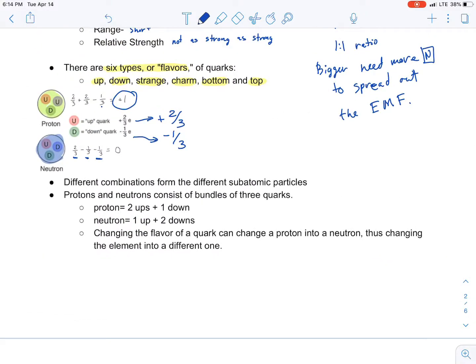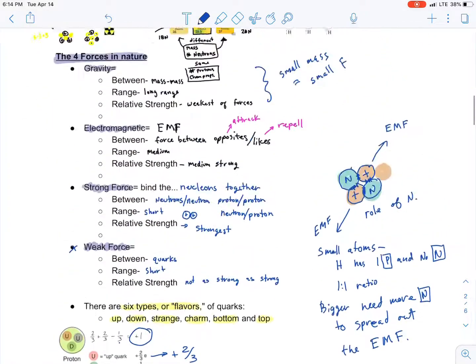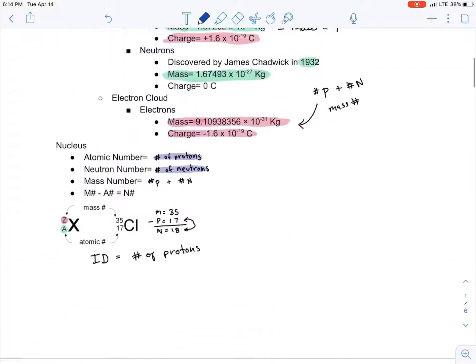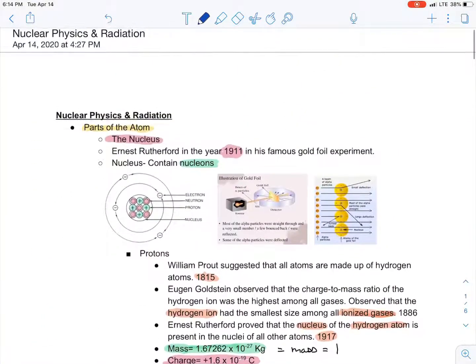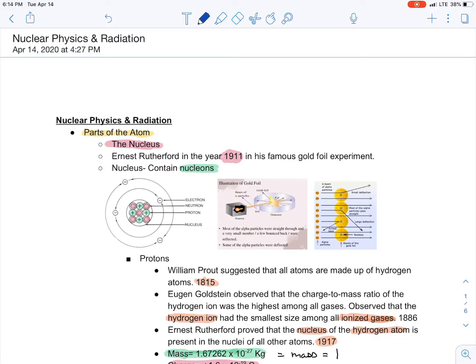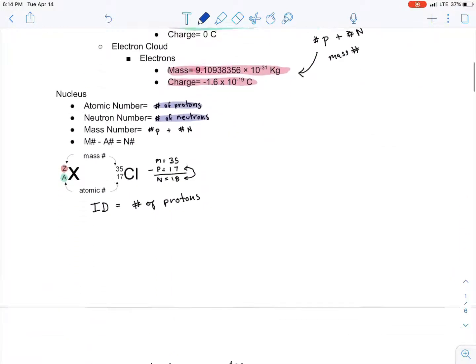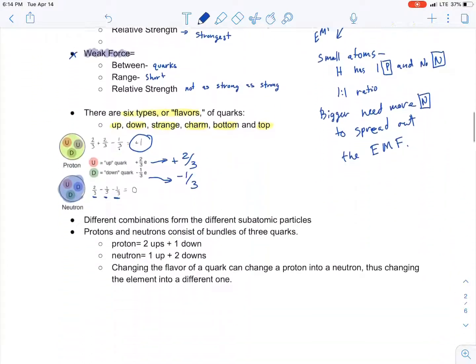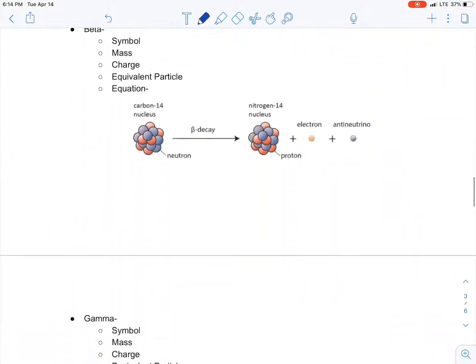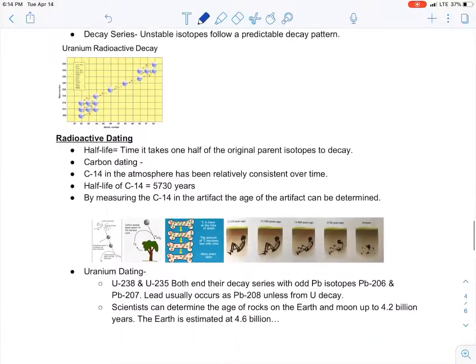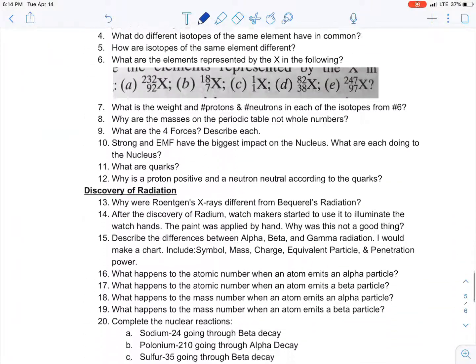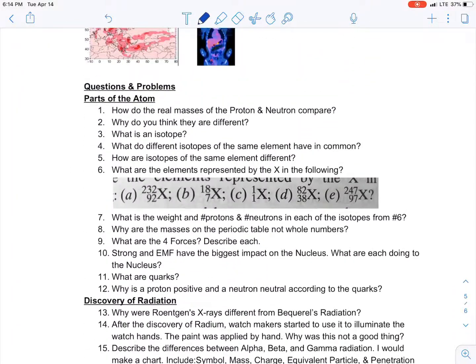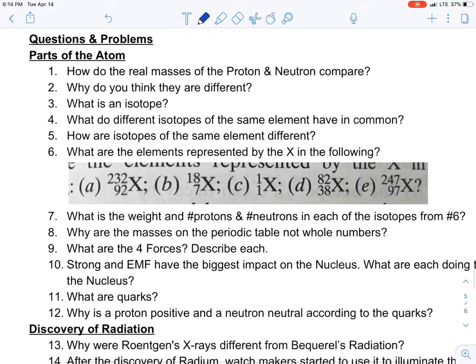Now, let's look at this paper. What I want you to do on these papers is follow along with the notes like we're doing. We're filling stuff in, and I highlight stuff and draw pictures, just trying to help you understand this. Then at the very bottom of the paper, I made up some questions, and I have them marked. So, parts of the atom, right? We have 12 questions for this first thing.